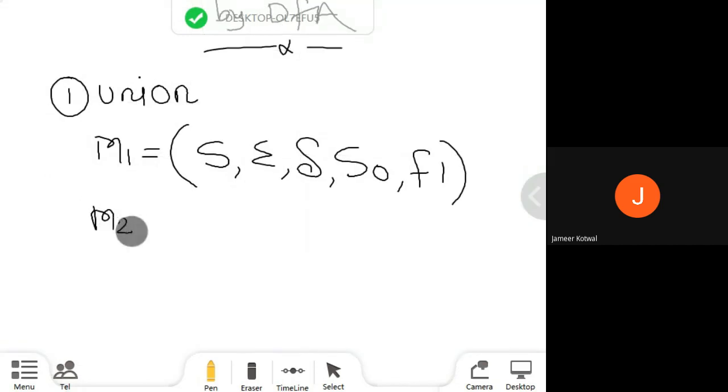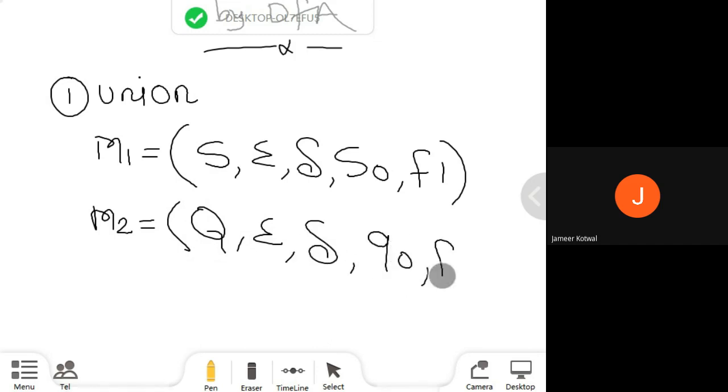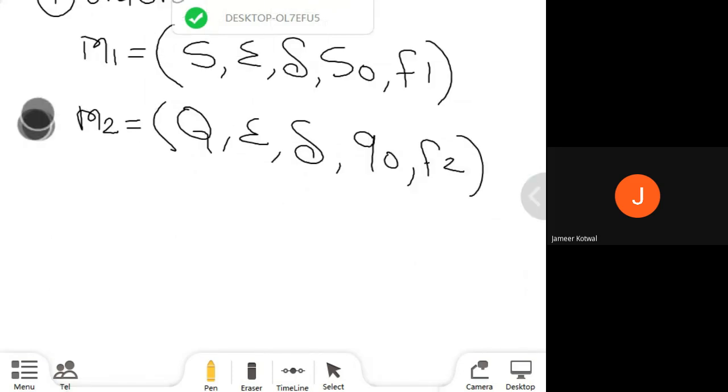So this one is a tuple related to machine 1. Then consider the second DFA, that is machine M2. In that, Q is the set of states, then input, transition function, Q0 is the initial state and F2 is the final state. So these two machines are completely different. With the help of these we are going to check the closure property of union, intersection, difference, complementation.